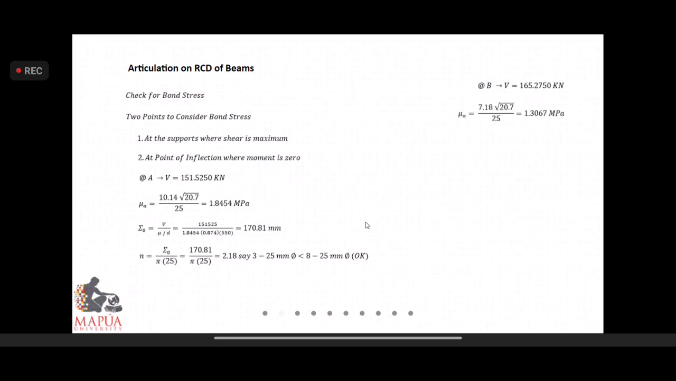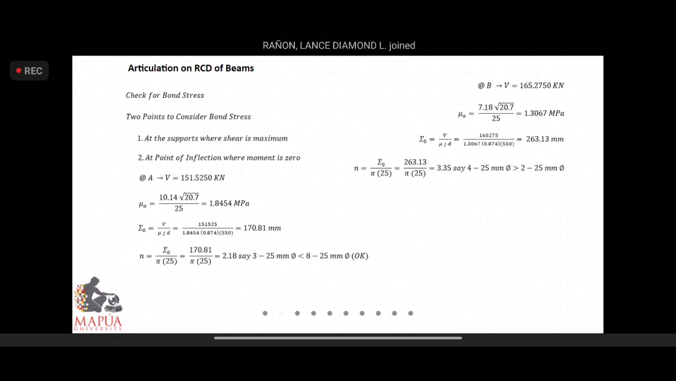So at B, this will be the reaction. So top bars in tension, because that is negative moment. Top bars in tension. For the same computation, we have 263.13 for the perimeter, and this will be utilized to compute the number of bars to be considered in bond.